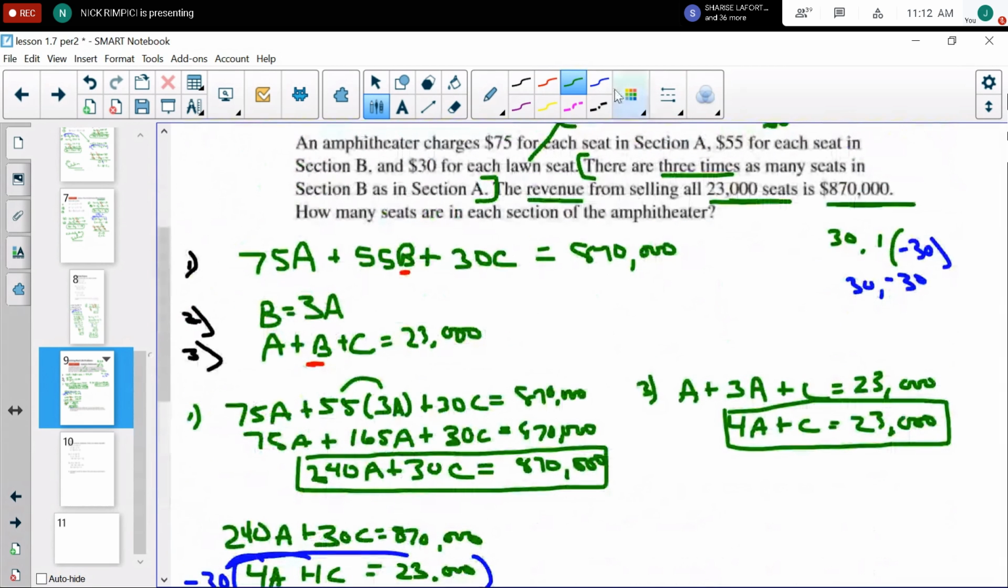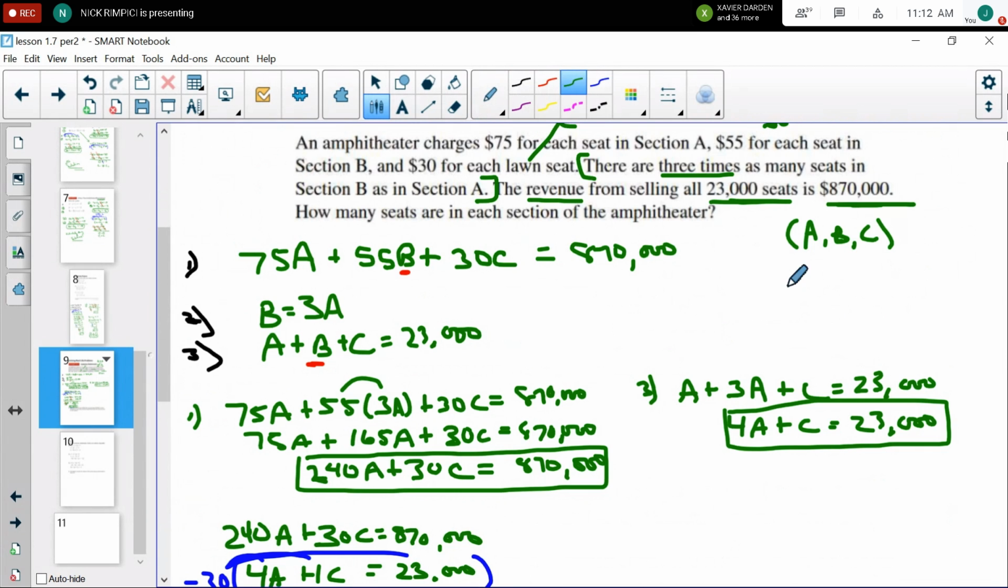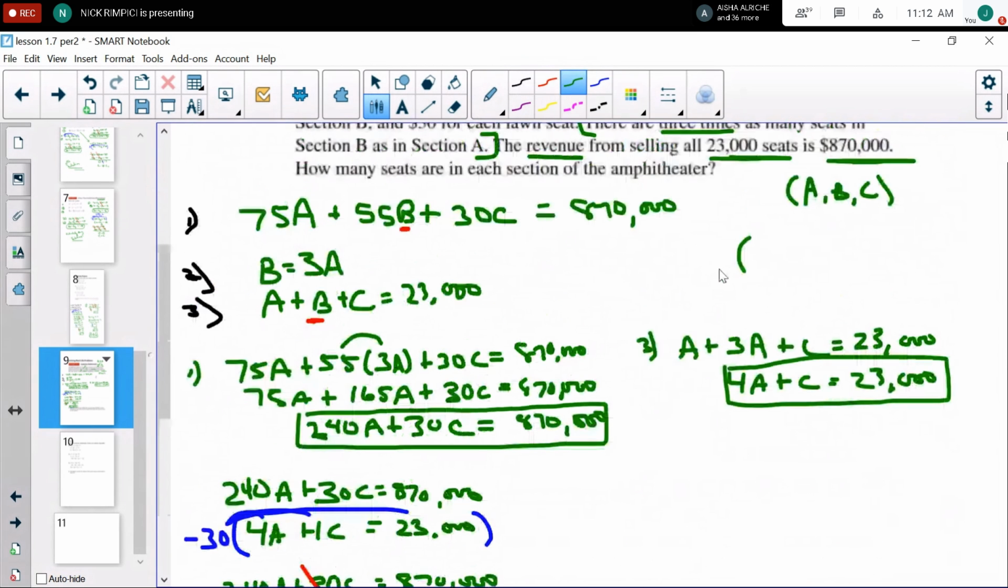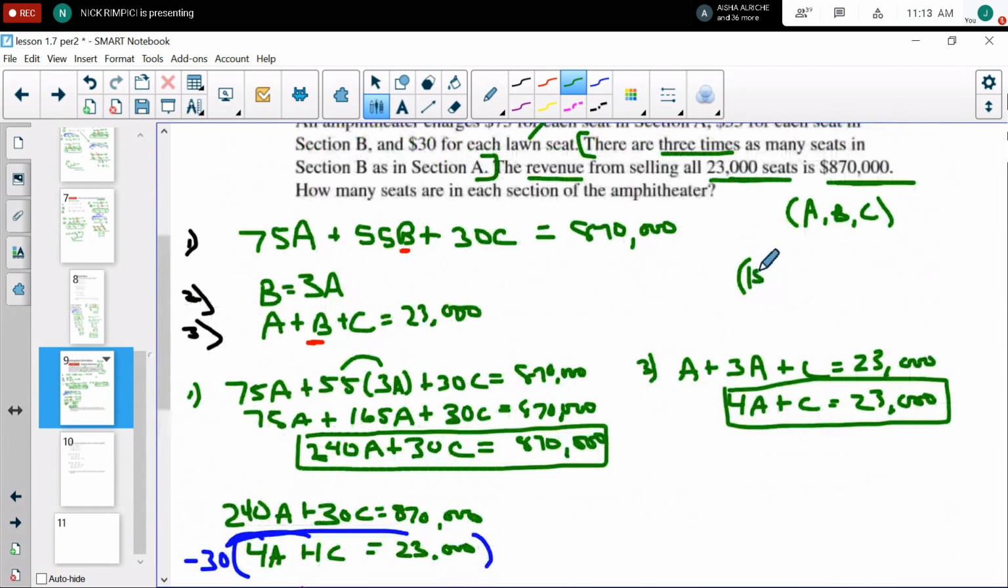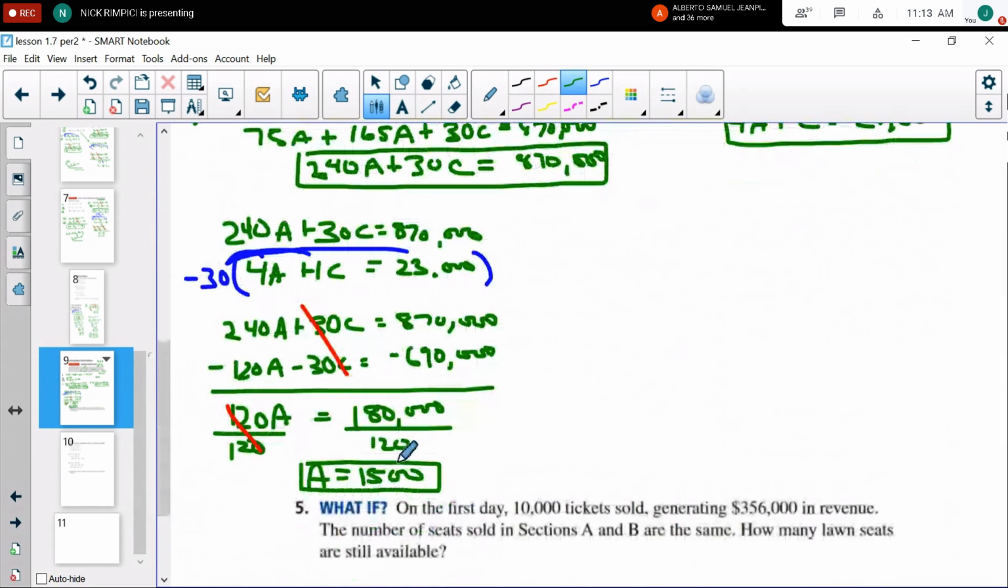Let me just erase this work. I'll put my answer over there. So when I answer, this question should look like A, comma B, comma C, right? So I know my A value is 1,500. I've got to find my B value and then my C value. Well, once you find one of the variables, it's pretty easy.